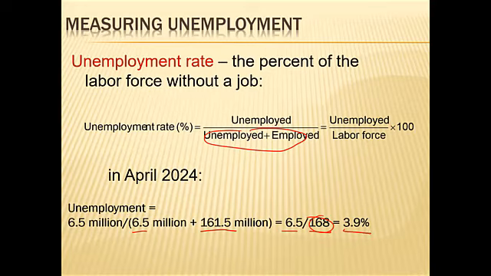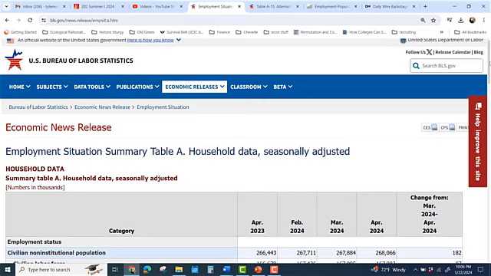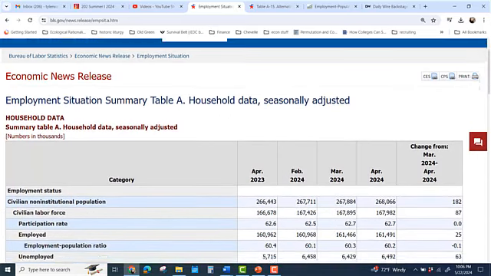Now 3.9%, that's low and historically still a very low number, but what we want to do is look at kind of the data over time and see where that's trending. Let's go to the source of this data because it'll show us kind of some previous months and years, and we can see what's happening with this over time. So I'm here at the Bureau of Labor Statistics website, and we're looking at what's called the Employment Situation Summary.